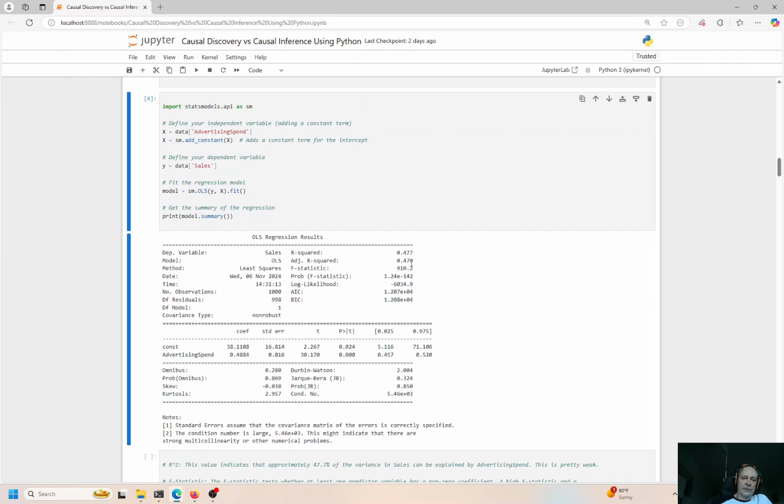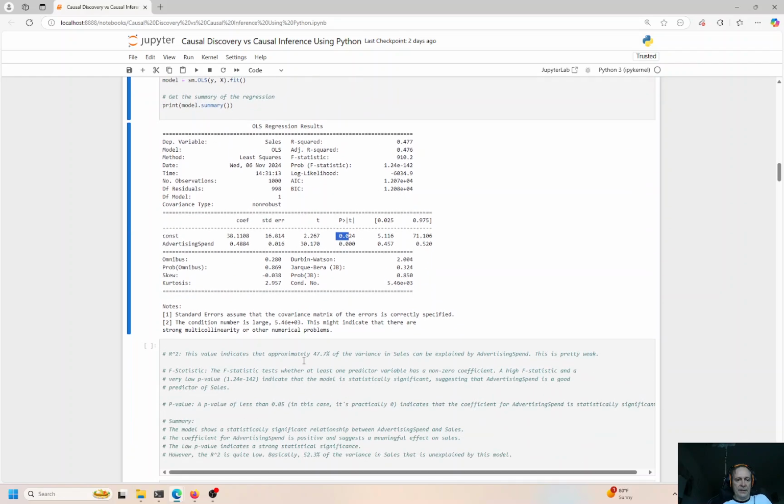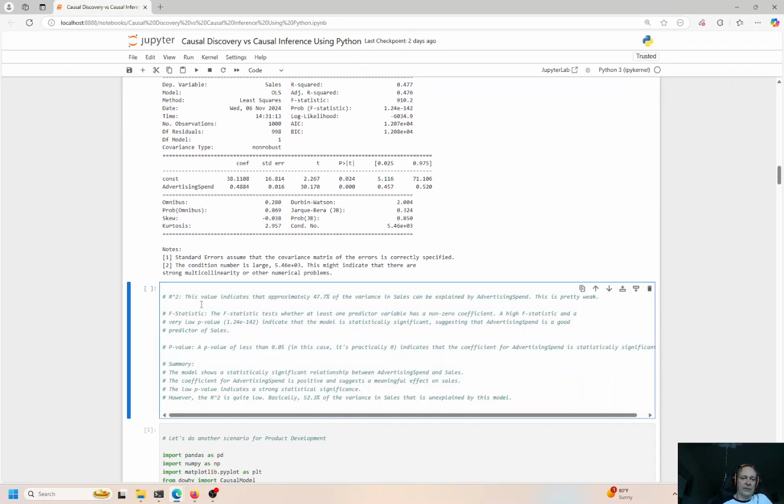So R squared is 0.477, and adjusted R squared is pretty close, a little bit lower. It's always lower, right, when you look at the adjusted R squared. And you have some statistics down here, the t statistic and the p-value. Okay, so I have some notes that are going to help us understand what's going on here.